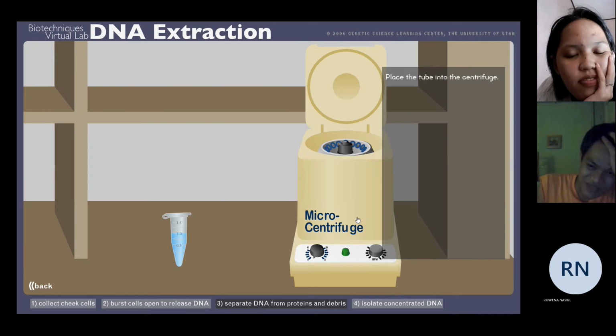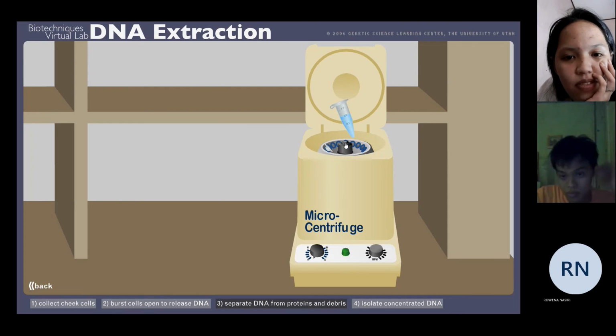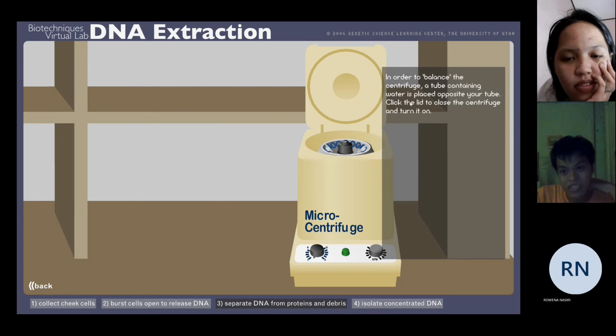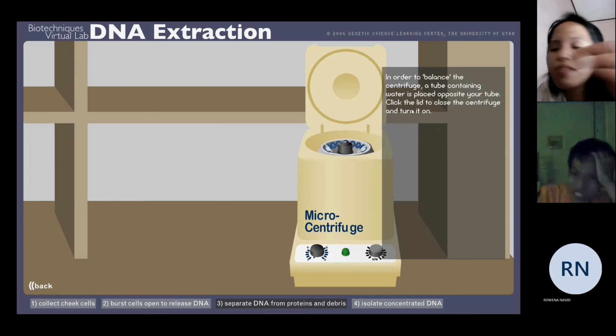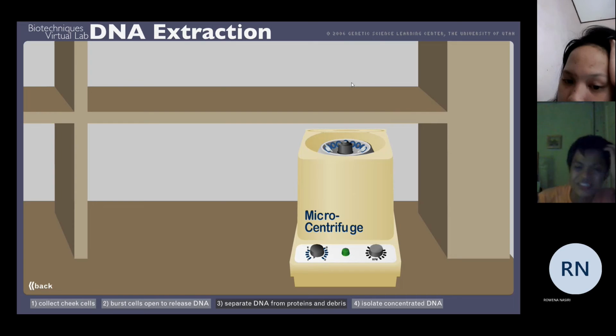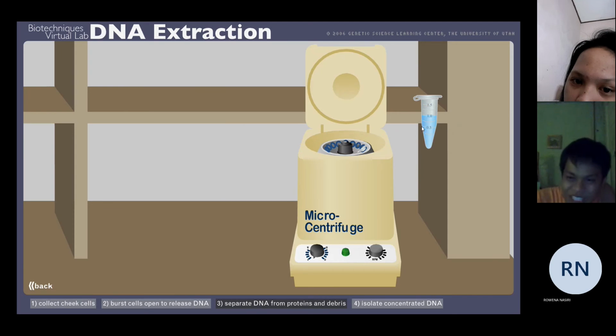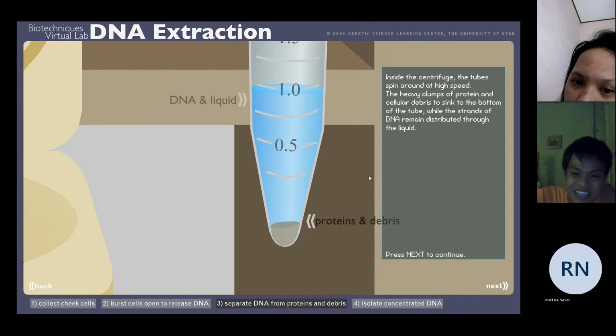The centrifuge. Place the tube into the centrifuge. In order to balance the centrifuge, a tube containing water is placed opposite as a balance. Close the lid and turn it on. Okay, let's close it. That spinning thing is the centrifuge. Mix.